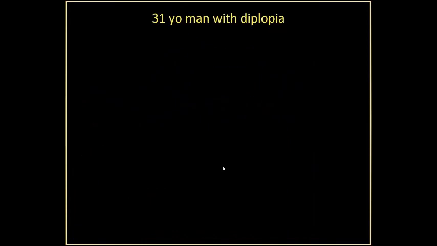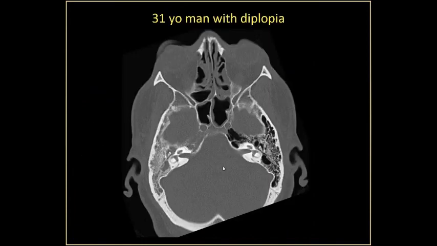So this is a 31-year-old man presenting with diplopia. Here's an axial CT. You'll note that the right side is abnormal, so we have complete opacification of the right mastoid, the right middle ear, as well as this region here, and this is the petrous bone. So we have opacification extending up to the petrous apex.